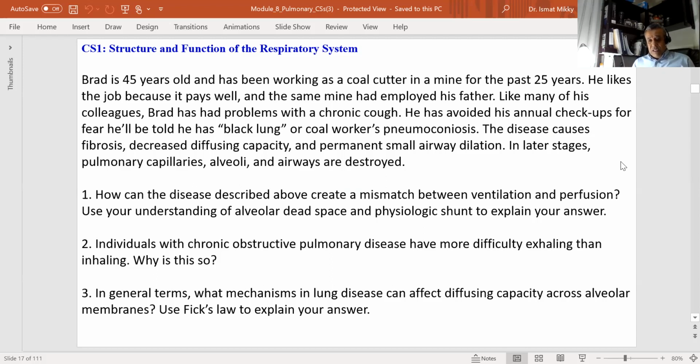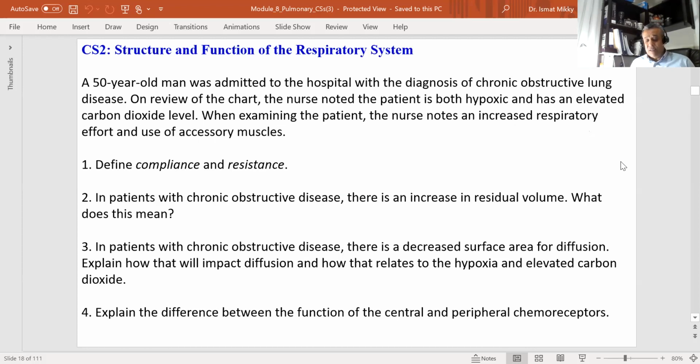So this patient, or in lung disease, we'll discuss this later on in other sections of the lecture. So the other scenario, the first question: define compliance and resistance.